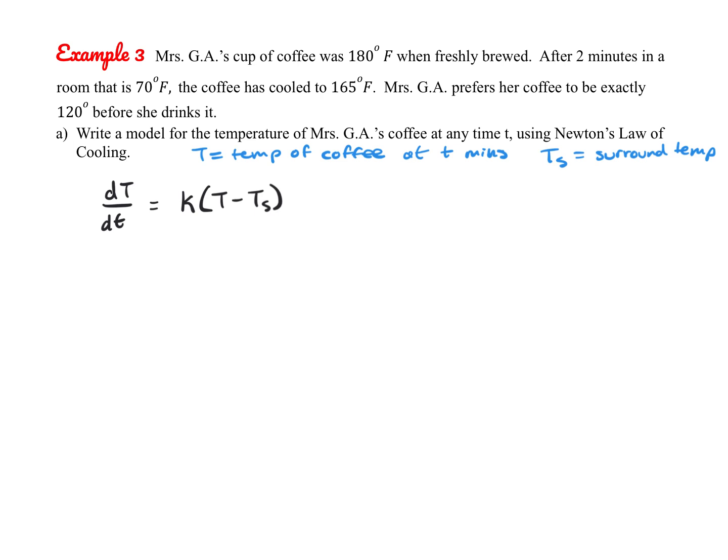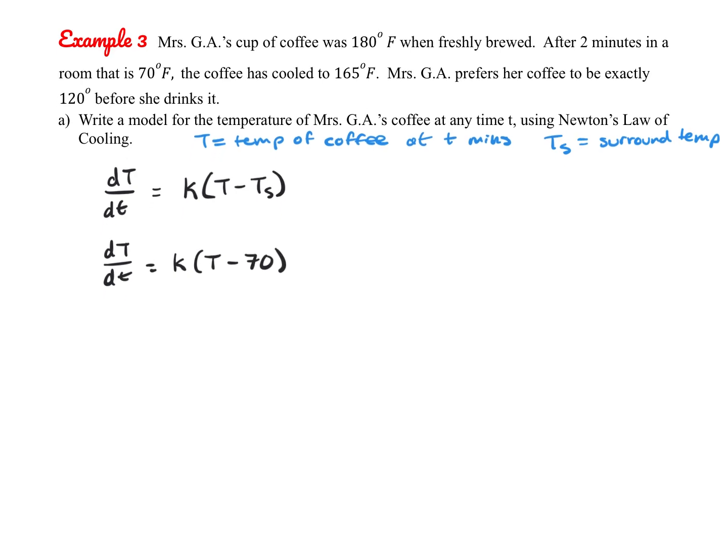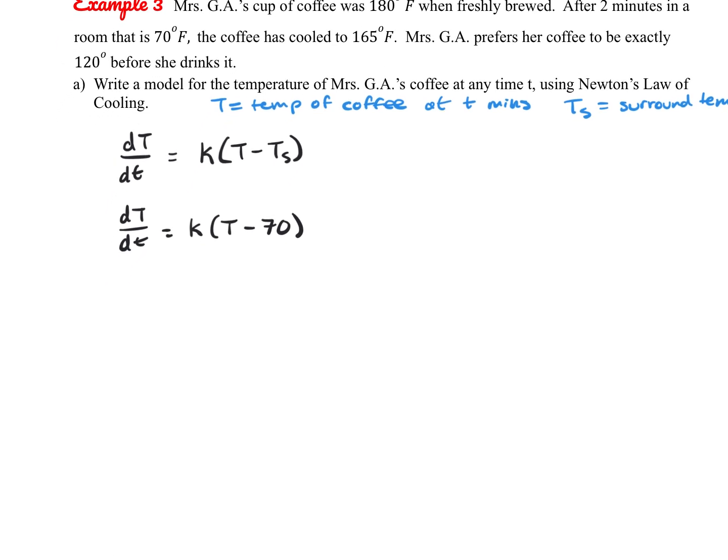So first we can substitute for T sub s, and then we need to separate our differential equation. So I'll say 70, and we're just going to know that it is in degrees. So I'm going to say 1 over T minus 70 dT equals k dt, and then I can integrate both sides.